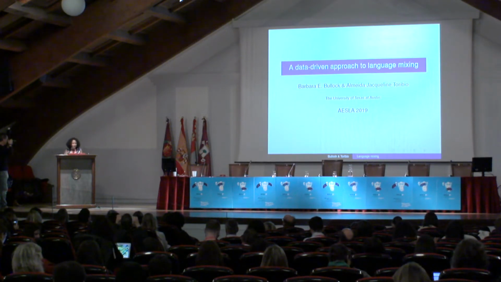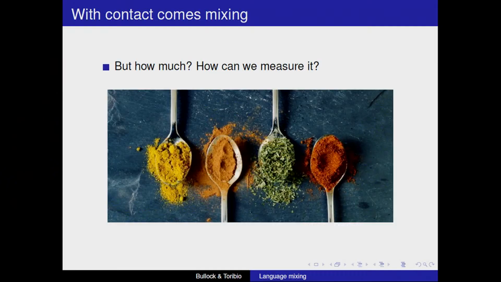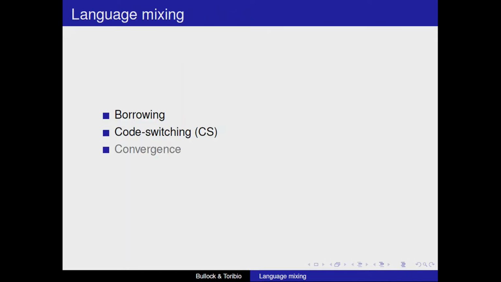Thank you very much. So as you see, we're going to be talking about a data-driven approach to language mixing. And this is one way to consider it, right? We know that when languages are in contact, there is going to be some level of mixing. The question comes to how much mixing there is and in what ways we might be able to measure it. When we study language mixing, typically we have these three perspectives. We look at borrowing, of course.